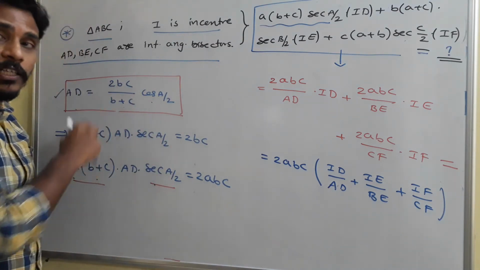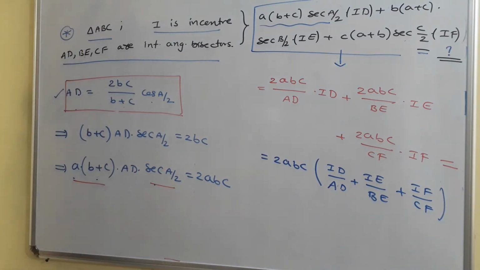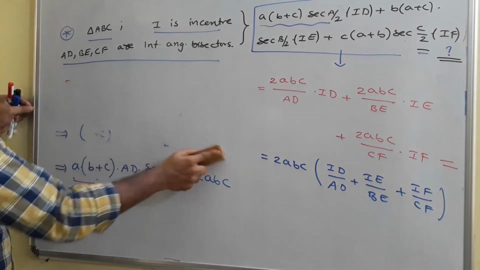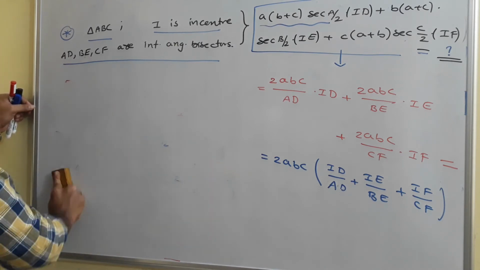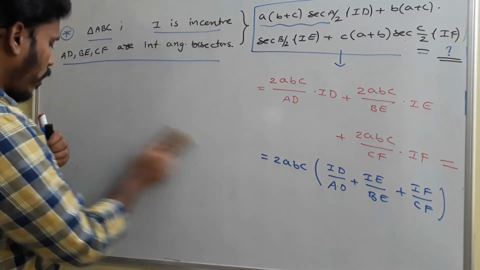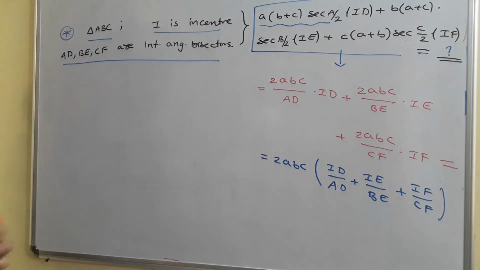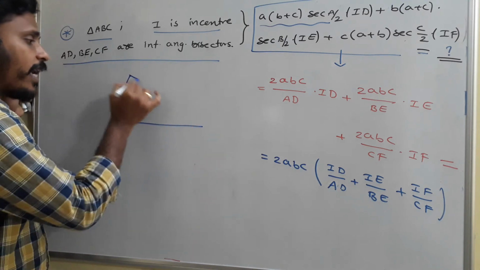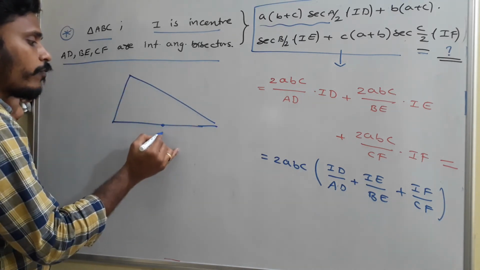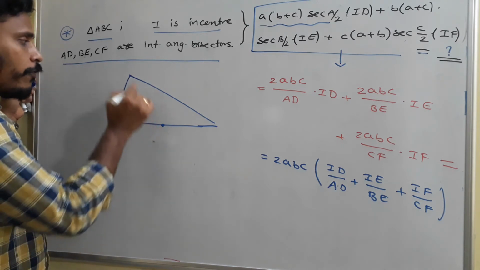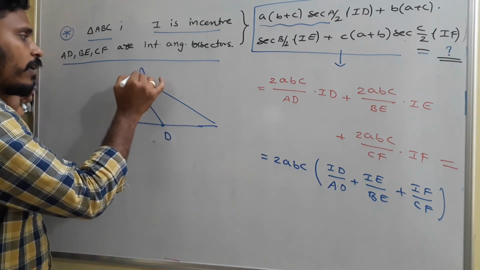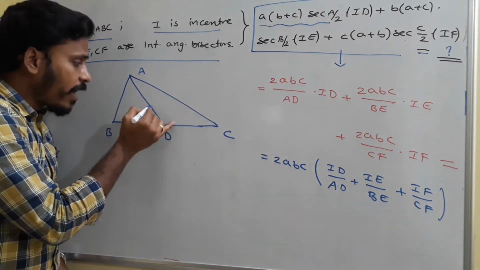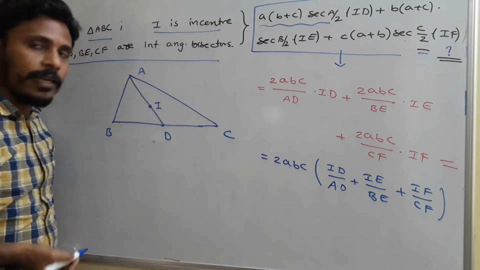Now, for the space concern, I am erasing this. Our idea is to find ID by AD plus IE by BE plus IF by CF. Just think about it. We already discussed this in the internal angular bisector. Suppose you have a triangle ABC, and AD is the internal angle bisector. Somewhere on this AD the incenter I is located.